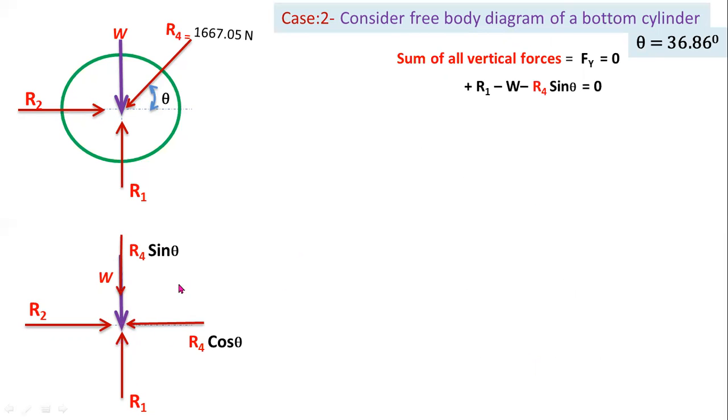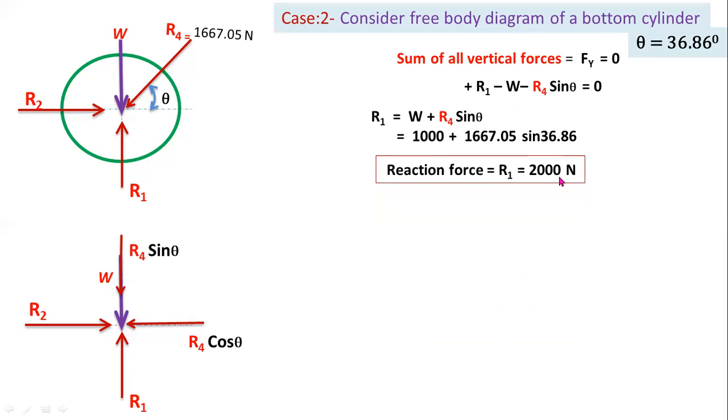For upward action, you have to consider positive sign. For downward action, you have to consider negative sign. So plus R1 minus W minus R4 sin theta equal to 0. From this equation, already we know that the value of R4 equal to 1667 newtons and theta equal to 36.86 degrees and W equal to 1000 newtons. You have to substitute the values of W and R4 in this equation. Now, from this equation, you can get the value of R1. R1 equal to 2000 newtons.